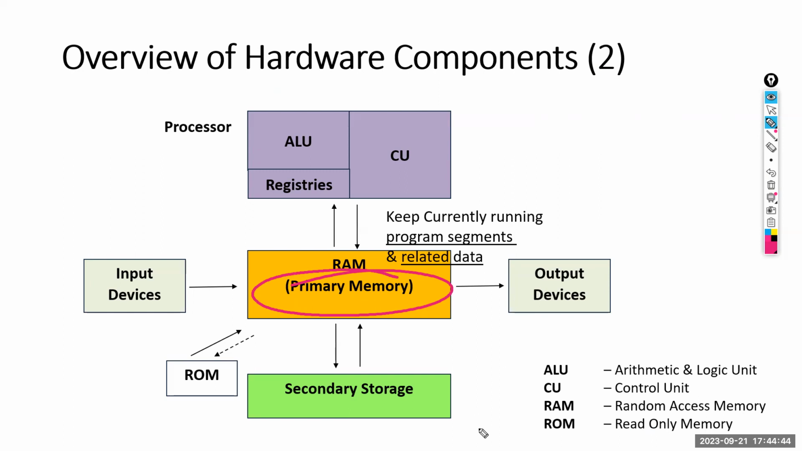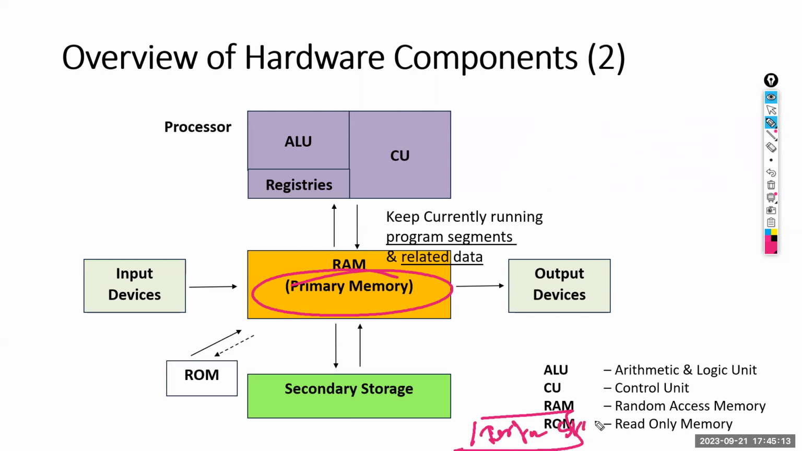Now, if you want, you can think of the third component also. This is primary, this is secondary. What is the third? How do you call the next word? Primary, secondary, what? How do you call the next one? Tertiary. So if you want, you can have tertiary storage.